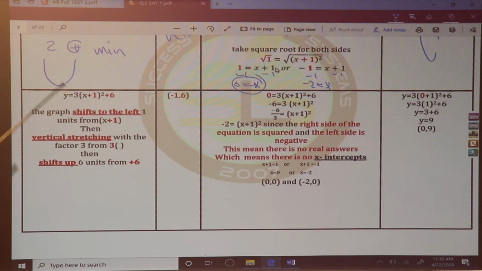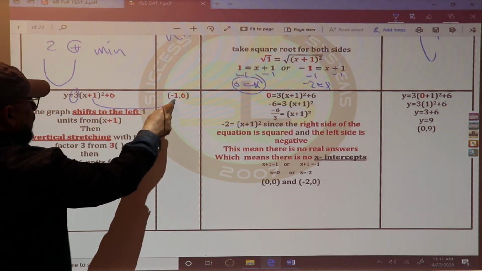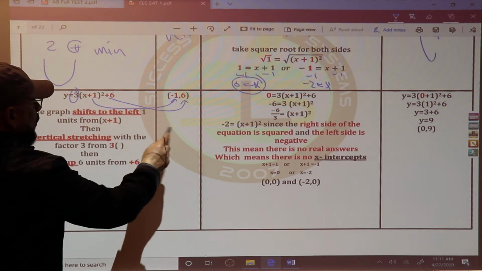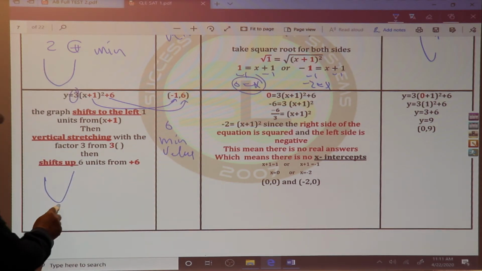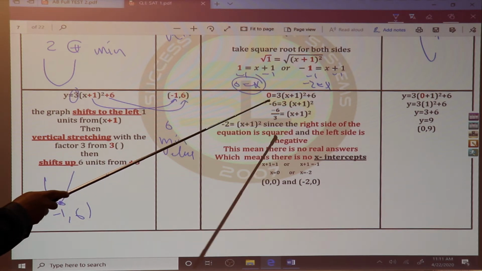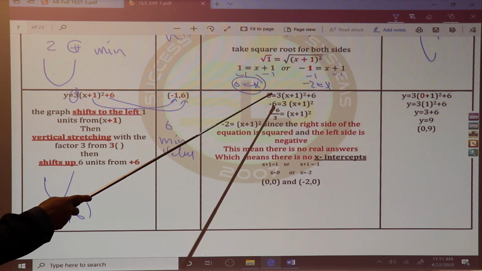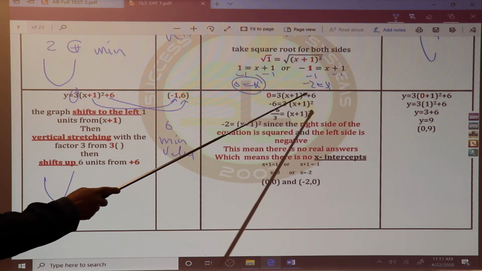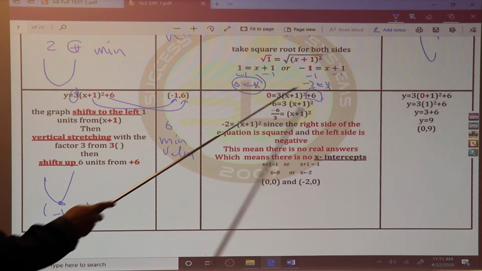Another example. This represents a equals 3. That means minimum. And my vertex is (negative 1, 6). 6 is my minimum value, right? To find the x-intercept, you replace y by 0. 3(x plus 1) squared plus 6. You have to isolate the squared term, so you move this over to the other side.